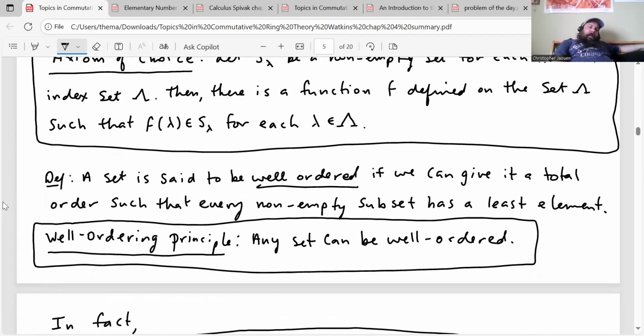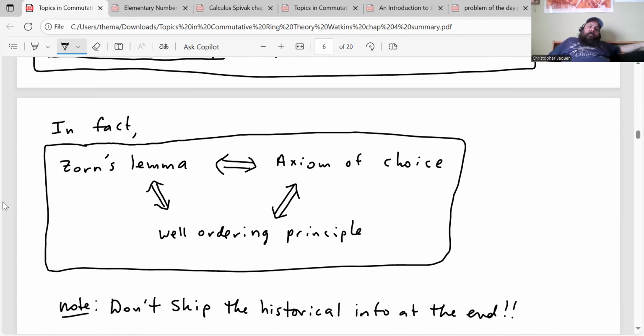Okay, and now the last thing I'll talk about here is that these three statements, Zorn's lemma, the axiom of choice, and the well ordering principle, are actually all equivalent to each other, meaning that if you assume one, you can prove the other two. Usually for Zermelo-Fraenkel set theory, we assume the axiom of choice, but not always. But that seems to be the standard environment that modern mathematicians choose to work in.